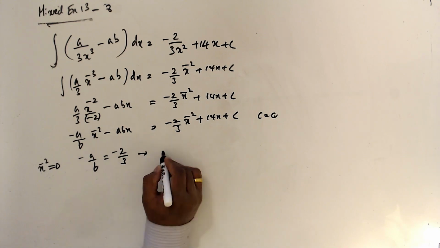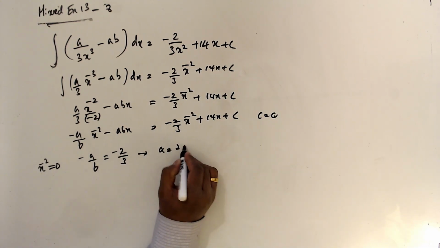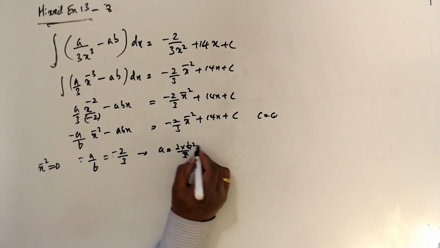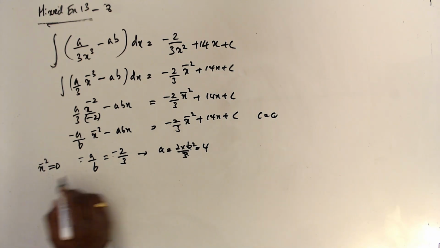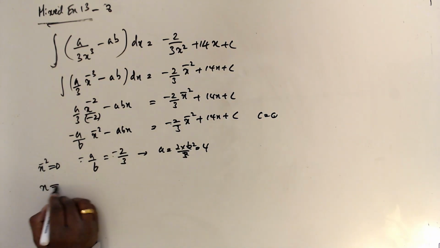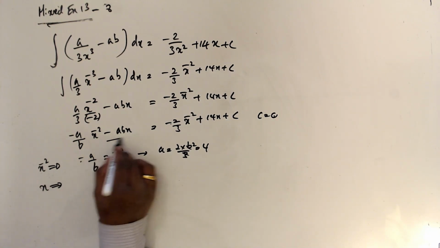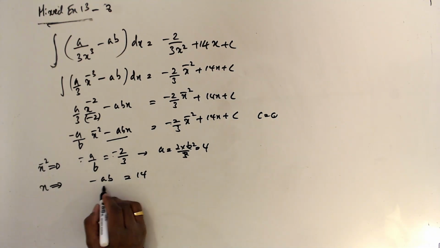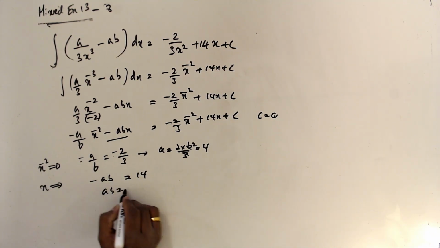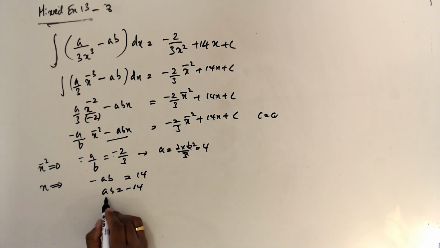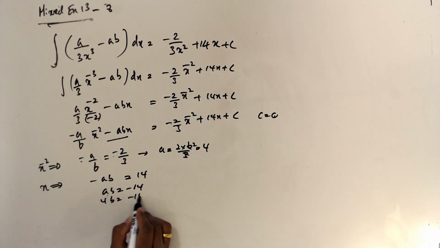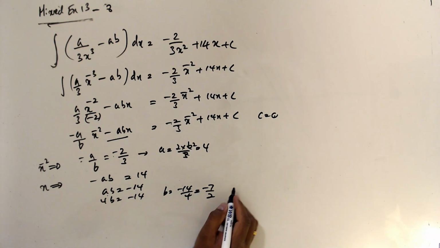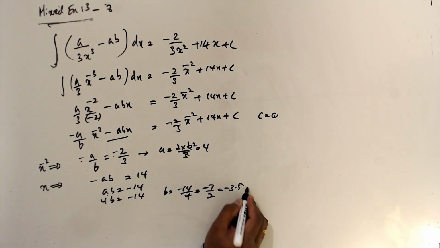Now this means a equals 2 times 6 over 3. Minus and minus cancel out. This is going to be 2, a equals 4. Now we'll consider the coefficient of x terms. Here you can see minus ab and here 14. So minus ab equals 14, ab equals minus 14, but a equals 4, so 4b equals minus 14, b equals minus 14 over 4, minus 7 over 2, which is minus 3.5.